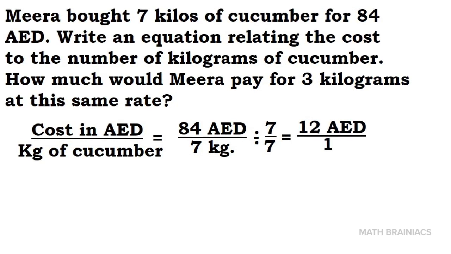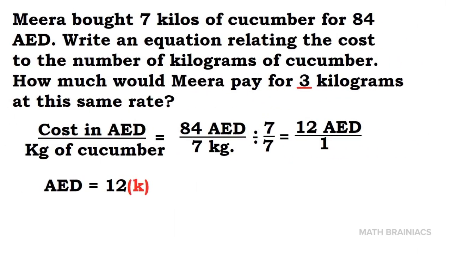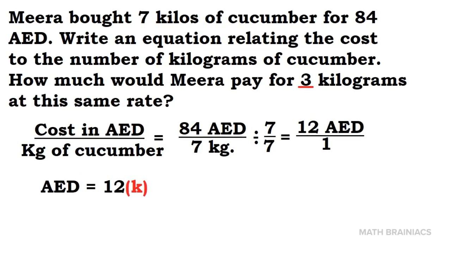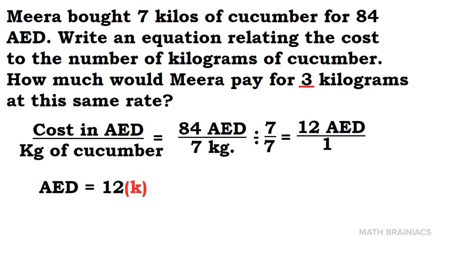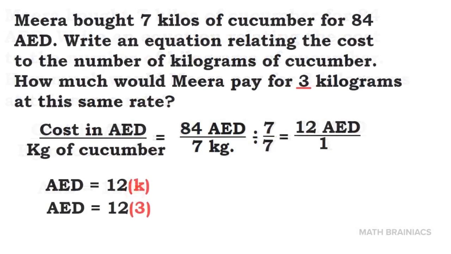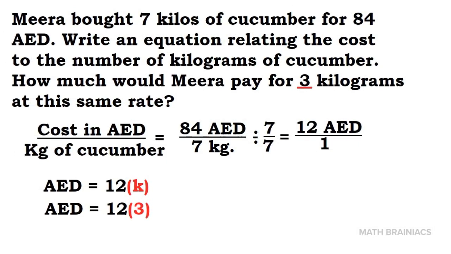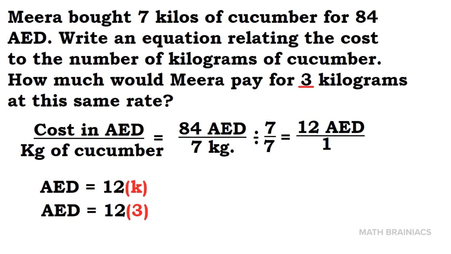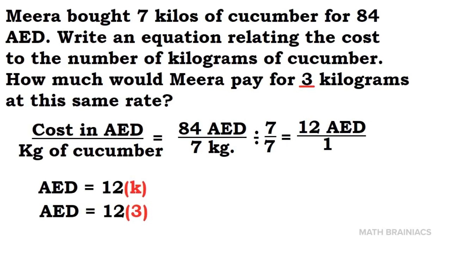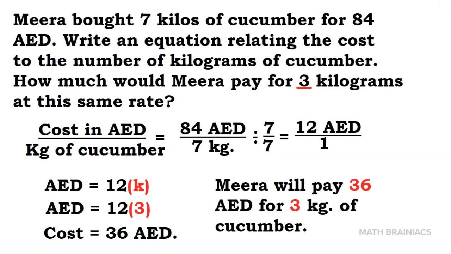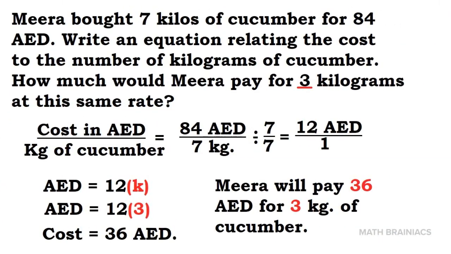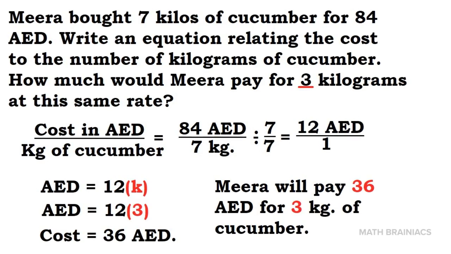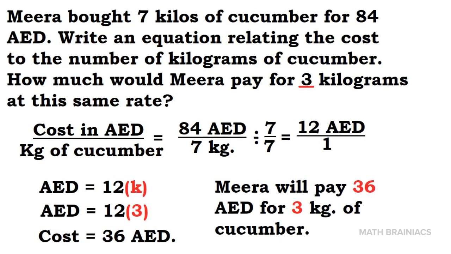To find out how much would Mira pay for 3 kilograms at the same rate, we can write A or AED is equal to 12K. Substituting the value of K, which is 3 kilograms, it will give us 12 times 3, which will give us 36 dirhams. Accordingly, Mira will pay 36 dirhams for 3 kilograms of cucumber.